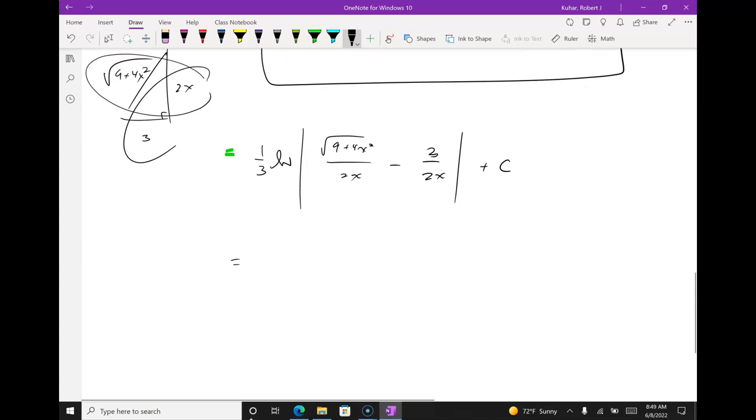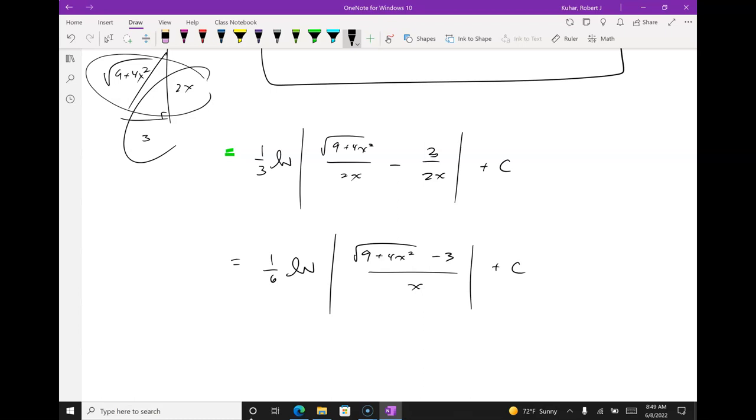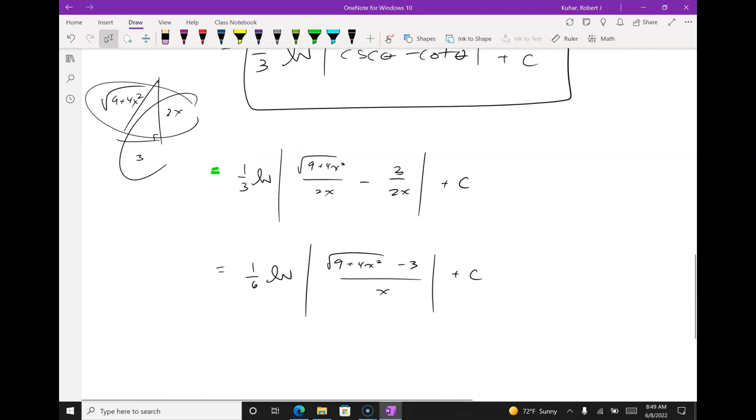So obviously I can take out that 2, it's positive, right? And I've got the square root of 9 plus 4x squared minus 3 all over x. And I can't take out the x because they have to take 1/3 of just x. Could be a typo, or it could just be me making a silly mistake.